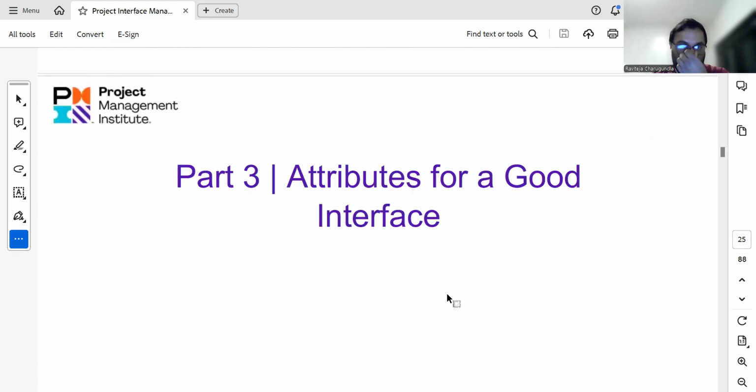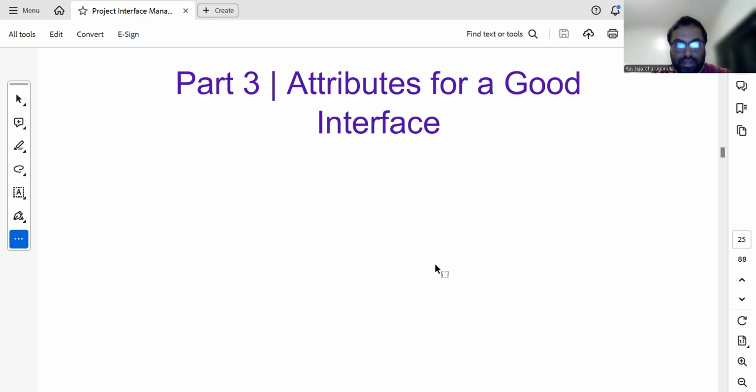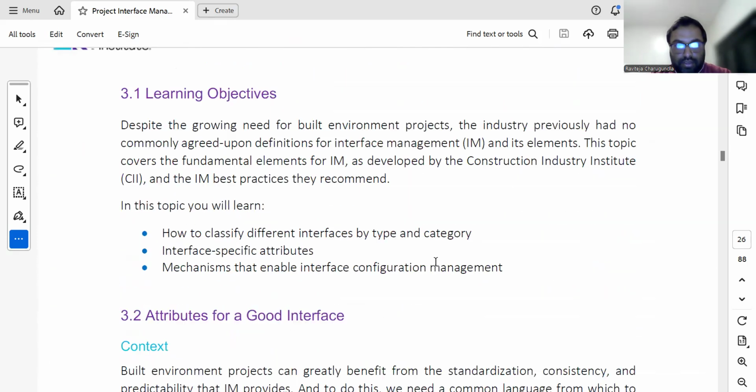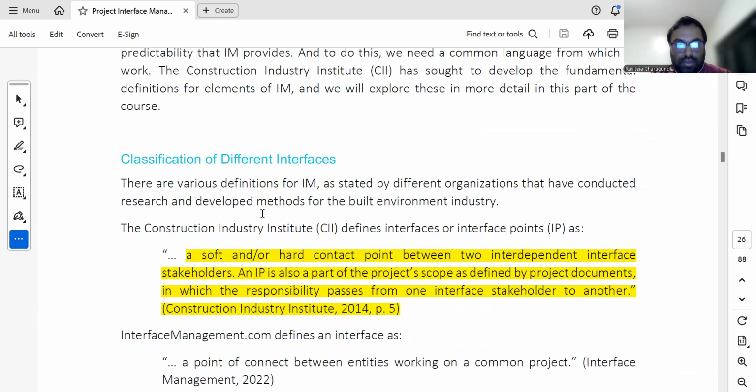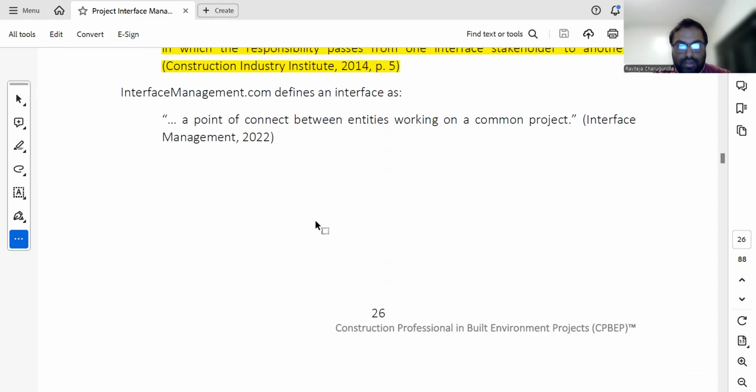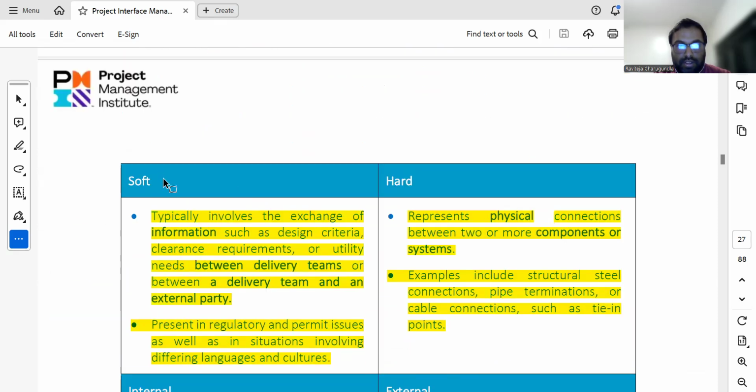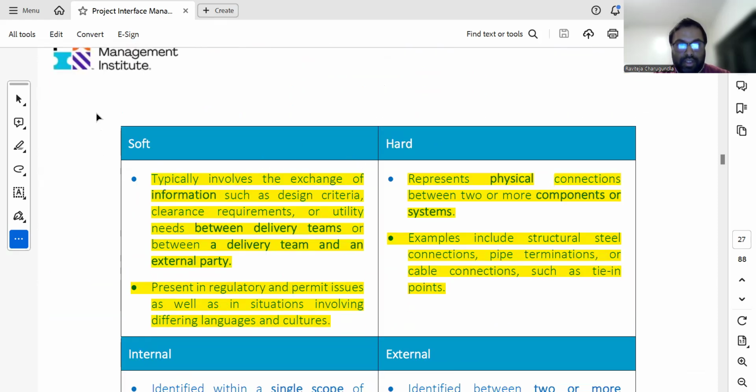The third topic I would like to explain is the attributes of good interfaces. Previously, I mentioned the hard interfaces and the soft interfaces. The interface point is the project scope defined by the project documents in which the responsibility passes from one stakeholder to another stakeholder. The soft interfaces are the flow of exchange, like communication between the two parties. We call them soft interfaces.